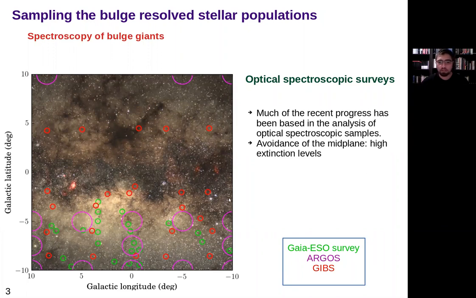Here we have datasets from the Gaia-ESO survey, ARGOS, and GIBS, color coded accordingly. And the size of each symbol represents the field of view of each of those surveys. As you can see, they have avoided this region close to the midplane, where the high extinction levels are impeding observations in the optical.